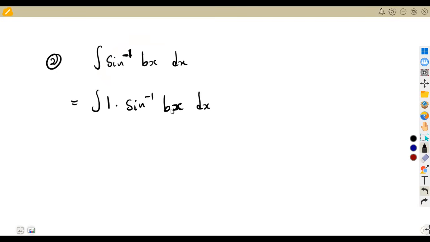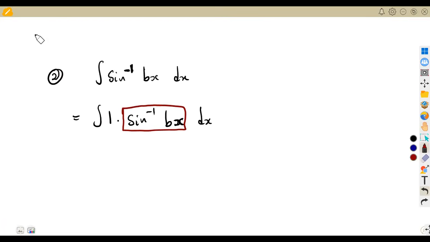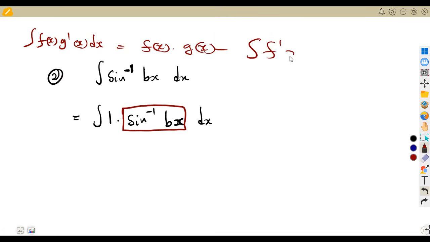So what does it mean? It means that since we are able to differentiate this, we are going to choose it to be our f of x. Remember, guys, our formula states that the integral of f of x times g prime x dx is equal to f of x times g of x minus the integral of f prime x times g of x dx. This is your formula. You're supposed to know this by heart. Yes, it's given in the formula sheet, but you're supposed to know this.